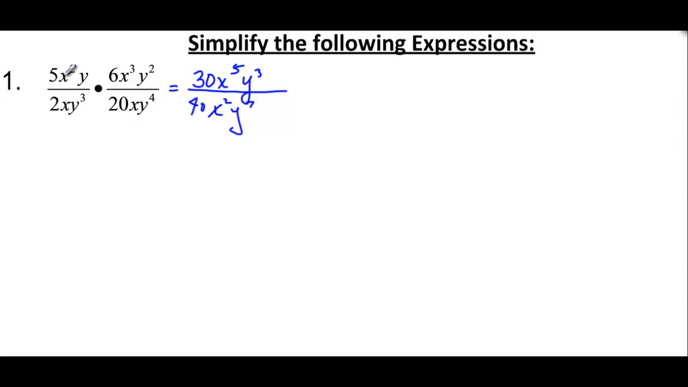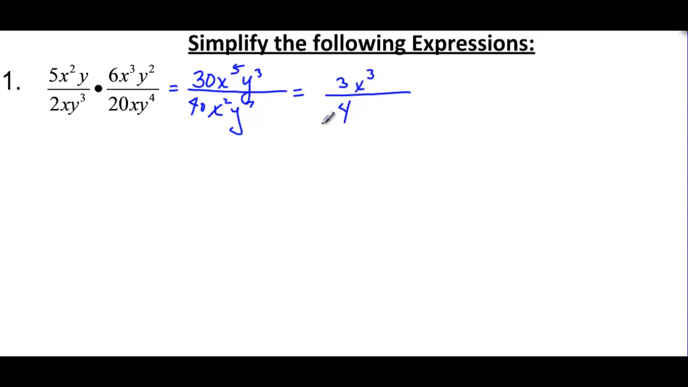Now I find this is easier than just crossing things out and reducing over here, because I find a lot of students miss things. So I like to do it this way. And now what I'm going to do is look at each part. 30 divided by 40 is 3/4. x to the 5th divided by x squared is x cubed.